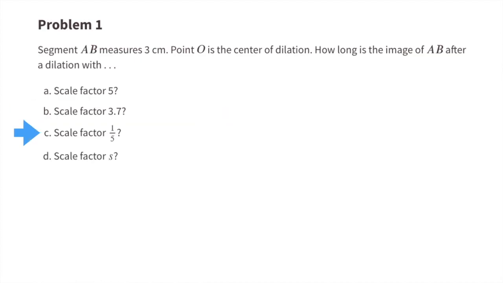C. A scale factor of 1 fifth. 3 centimeters multiplied by 1 fifth would equal 6 tenths of a centimeter or 3 fifths of a centimeter. 6 tenths of a centimeter and 3 fifths of a centimeter are equivalent. D. A scale factor of S. 3 centimeters multiplied by S equals 3S centimeters.